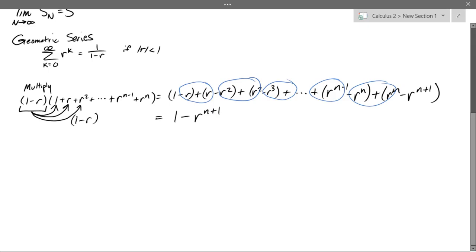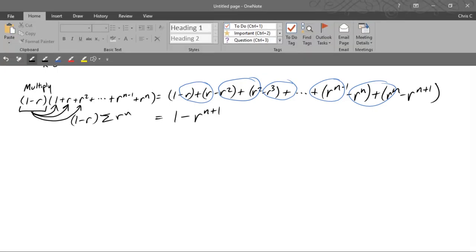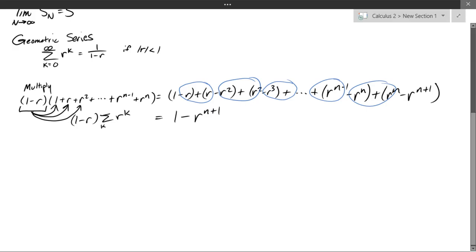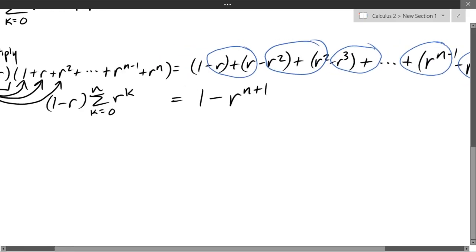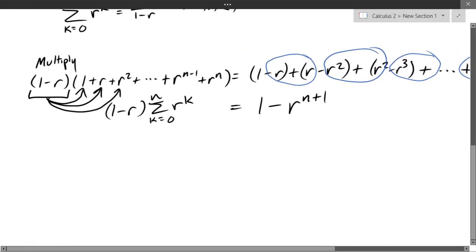So just rewriting all this. I just rewrote everything, simplifying the right side to what we just agreed to. And then I just rewrote the left side as 1 minus r times summation, which is all these increasing powers of r added together. And I did have to start at 0 so I could have the initial a0. I need 1 as my first term.